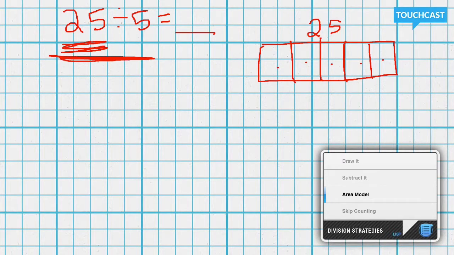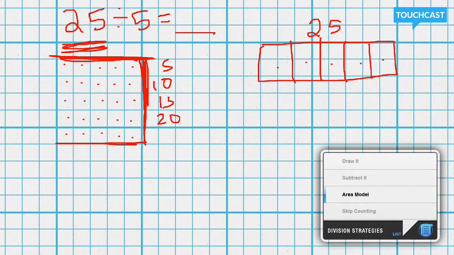And so now what we're going to do is sort 25 using the little boxes of the grid. So we have 1, 2, 3, 4, 5 here. Since we're only doing groups of 5, we're going to go down to the next group. 5, 6, 7, 8, 9, 10, 11, 12, 13, 14, 15. So we're making this area model bigger and bigger. 16, 17, 18, 19, 20, 21, 22, 23, 24, 25. So using the area model, it's almost like sorting. So that was just 25.